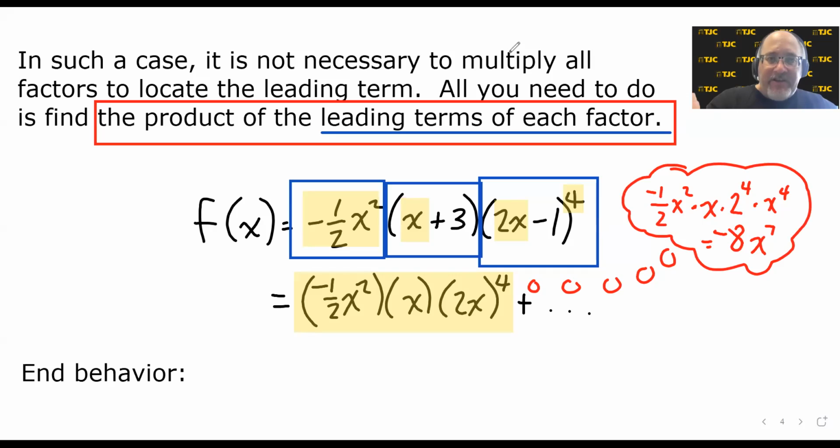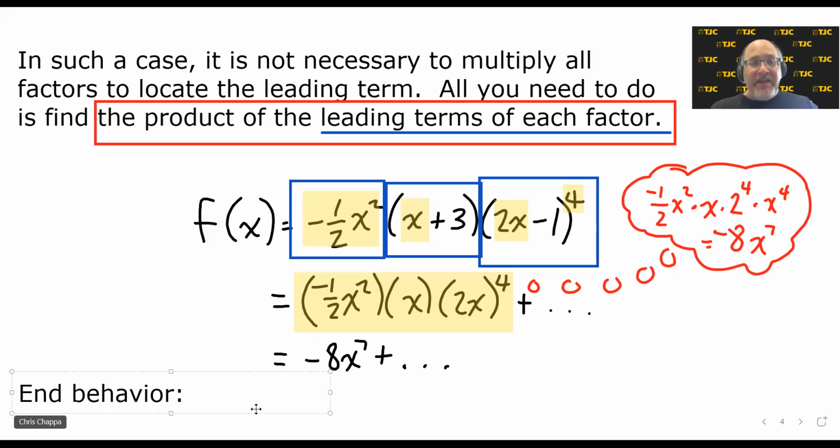All right. So again, to find the leading term in a factored polynomial function, you only need to multiply the leading terms of all factors, including any powers that might be on that factor. In this case, this 4 was included right there. So this function will start out with negative 8x to the 7th, followed by some stuff that I didn't calculate, nor did I intend to, because I don't need it. For end behavior, I only need to know the leading term. And now we can analyze the leading term.